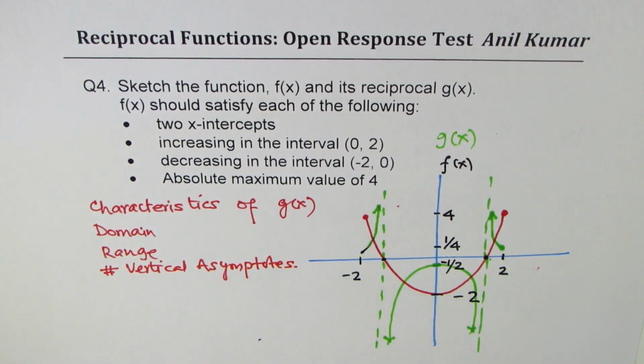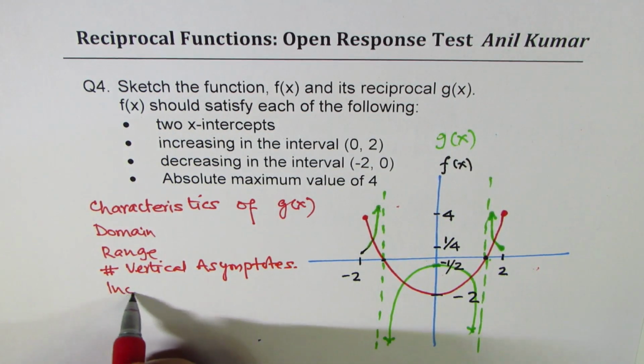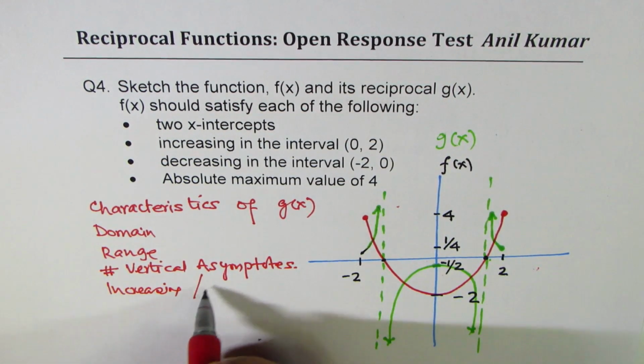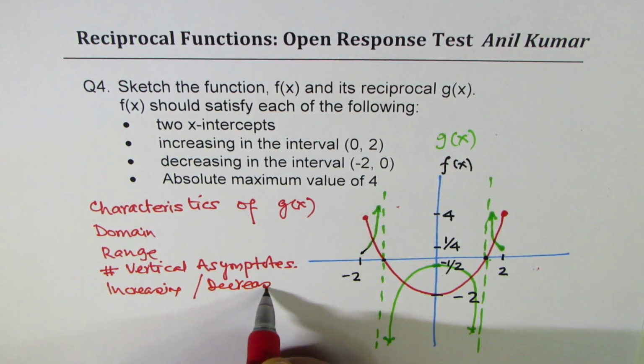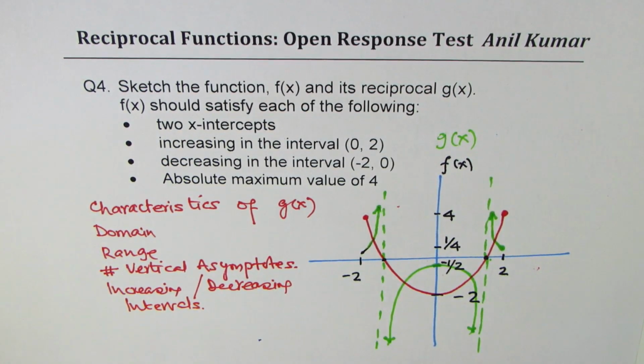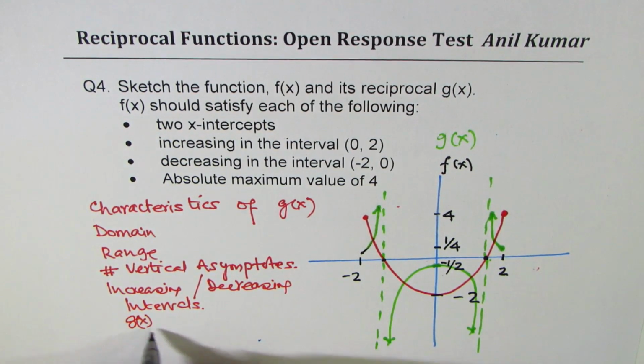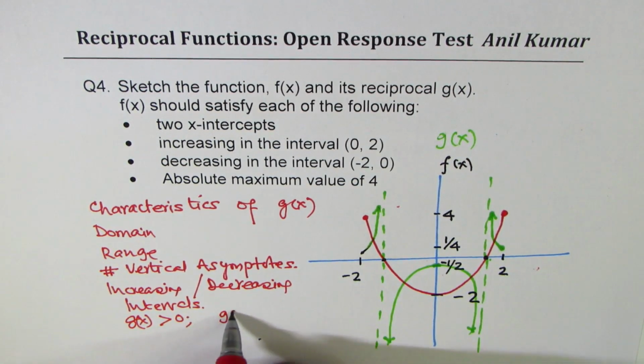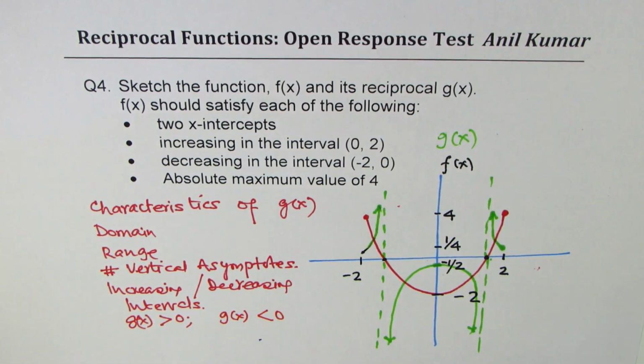Right? And you could also mention increasing and decreasing intervals, and where g of x is greater than 0 and the interval where g of x is less than 0. So most of the time these are the characteristics of our interest. The function here does not really have a horizontal asymptote since its domain is restricted from -1 to 2 as we have shown here. I hope that gives you a good review of a reciprocal of a function.